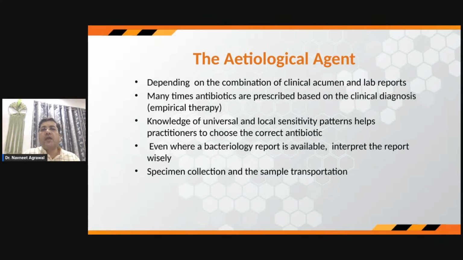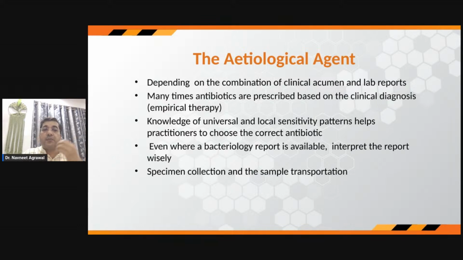Not necessary. Depending on our clinical acumen, if needed supported by lab reports, we can think of what might be the etiological agent in that patient. Many times, without doing any lab reports, we prescribe antibiotics based on our clinical acumen, which we call empirical therapy. As a physician, as a clinician, we should have knowledge of universal and local sensitivity patterns, which can help us in choosing the correct antibiotic.